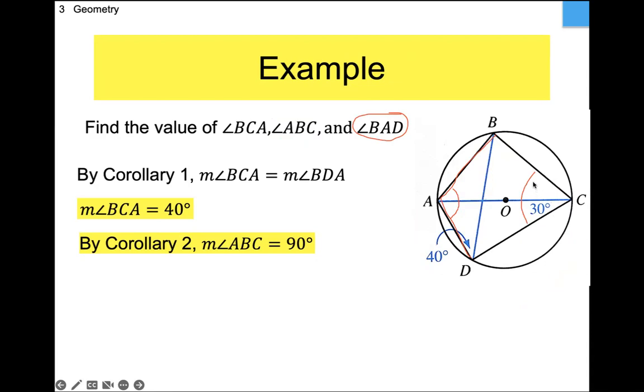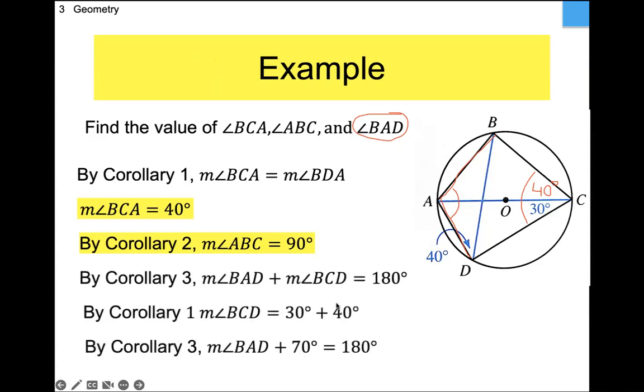Well, in the previous problem, we found out that this one was 40 degrees. So if that's 40 degrees and the other one is 30, 40 plus 30 is 70 degrees. And since angle A and angle C would have to add up to 180, 180 minus 70 is 110. Therefore, I know that angle BAD is 110 degrees. Well, I kind of stumbled through all that, but I got there.